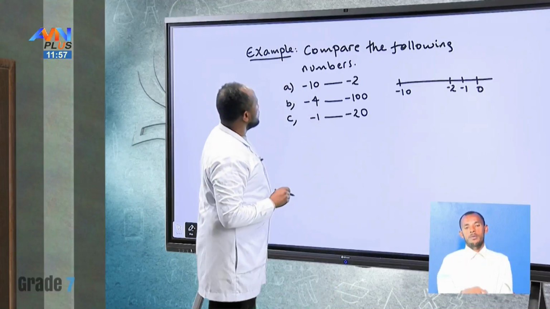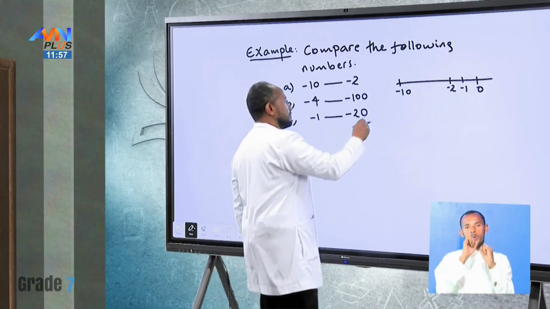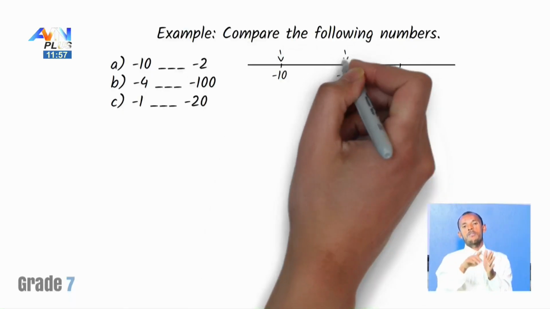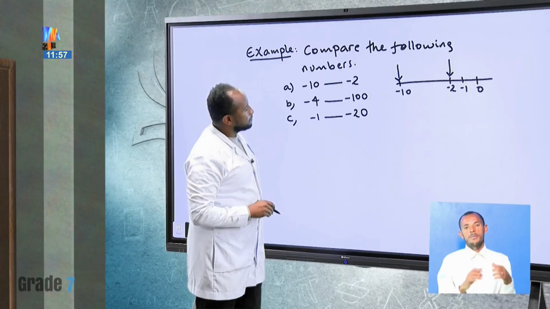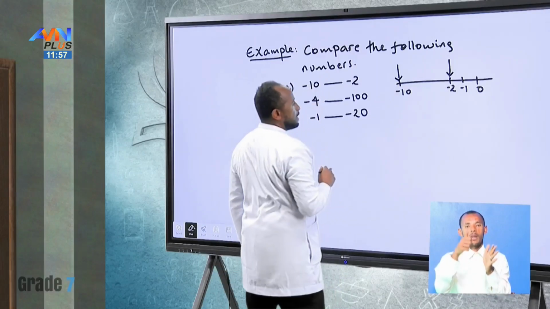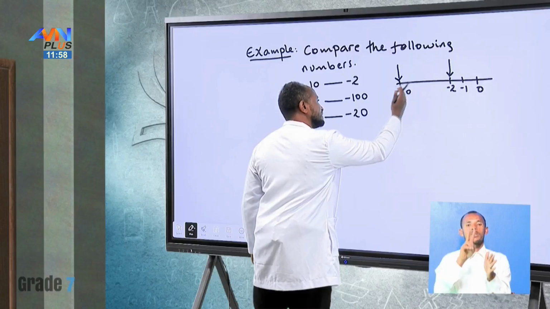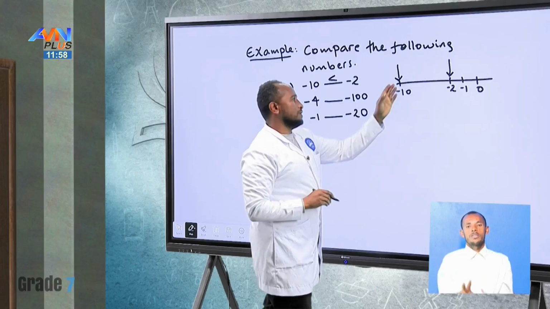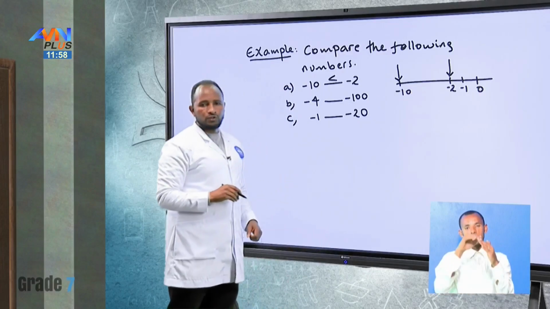So when we compare these two numbers, the location of negative 10 is here. The location of negative 2 is here. So negative 10 is to the left, minus 2 is to the right. So minus 10 is smaller than negative 2. The number which is found to the left is smaller. Therefore, negative 10 is less than negative 2.